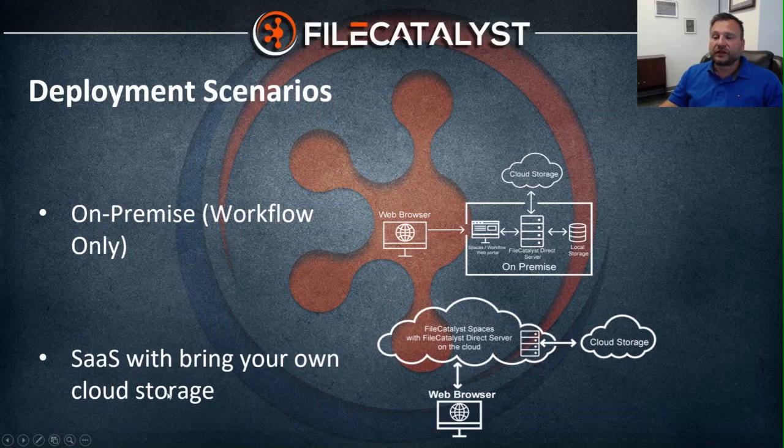SaaS would be bring your own cloud storage. So here you run FileCatalyst Spaces. We provide you a Direct server on the cloud. We provide you Spaces on the cloud. And you just bring your own storage, in the form of a connection string to either S3, Google Cloud, Windows Azure, Backblaze, and Wasabi, and many others. So you just provide the string, and we drop the files in the storage of your choice.